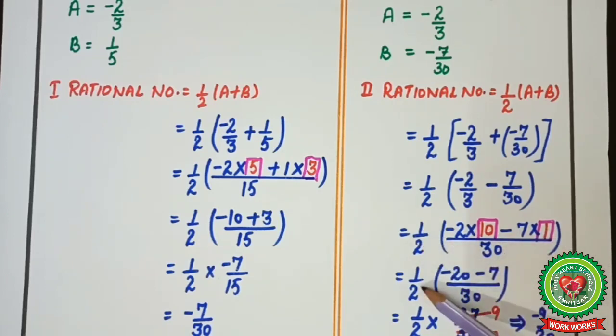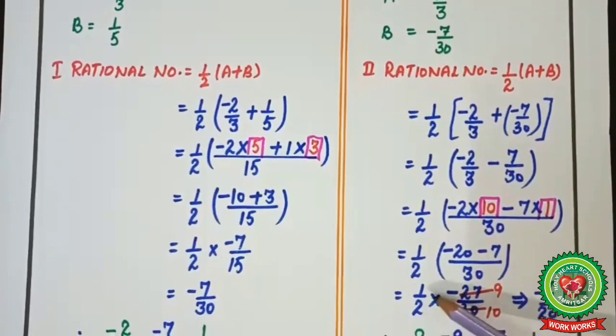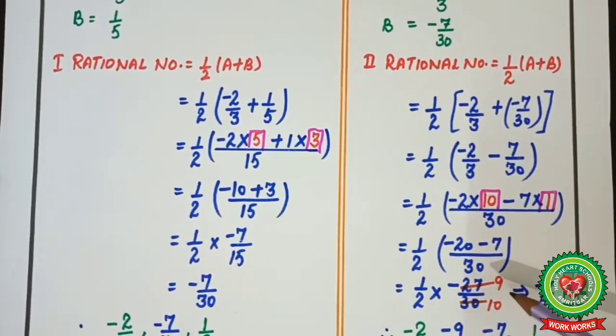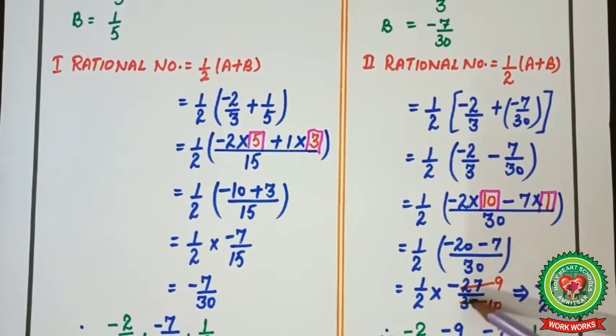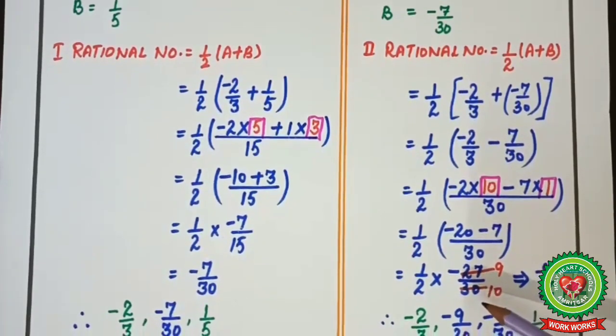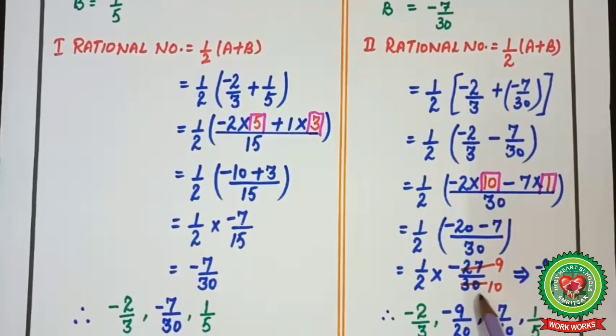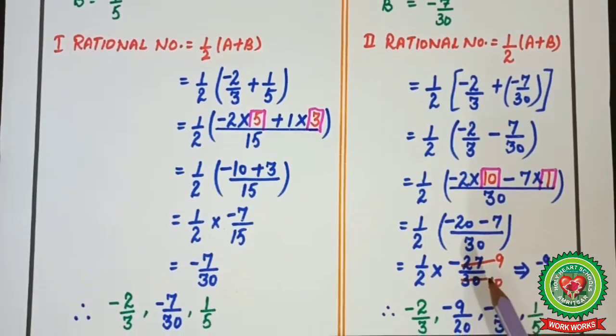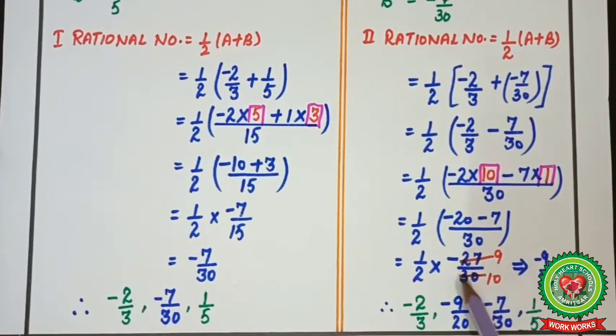So you will have 1 upon 2 bracket minus 20 minus 7, because minus 2 into 10 will be minus 20, minus 7 into 1 will be minus 7. So next we will have 1 upon 2 multiplied by minus 27. Why minus 27? Because minus sign of minus, add the numbers, so you will have minus 27 upon 30. So now you can see that up down cutting is possible. So I'm cutting these numbers on 3 table, one common table, that is 3. So 3 tens are 30 and 3 nines are 27. Now further 9 and 10 can't be cut on one common table.